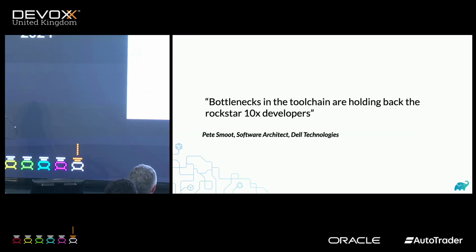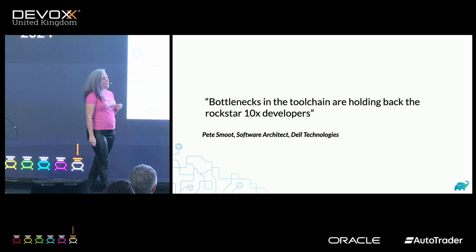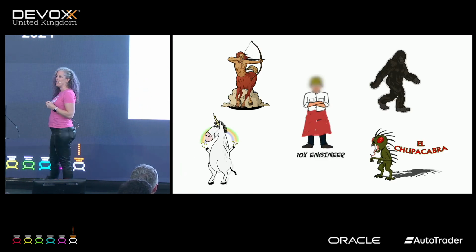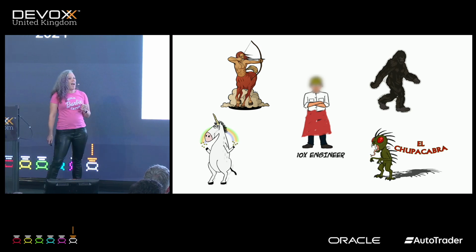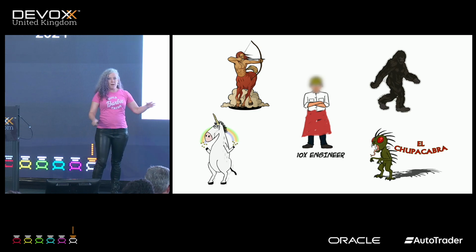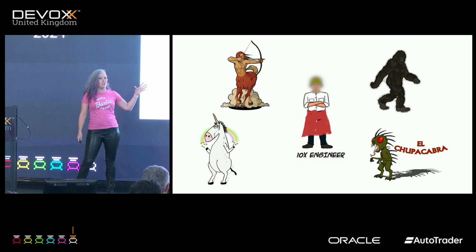There's a quote from Dell which says, bottlenecks in the toolchain are holding back the rockstar 10x developers. I hope that anyone who knows me knows I'm somewhat cynical about 10x developers, and particularly the term rockstar. I have worked with developers who are very, very good. I have worked with people who are better than average. But the idea of this 10x engineer, I think, is as mythical as unicorns and El Chupacabra.